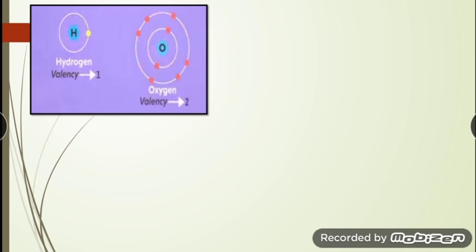Let me give you an example of the water molecule. Hydrogen has one electron in the outermost shell, and oxygen has 6 electrons in the outermost shell. Now in the water molecule, hydrogen and oxygen combine together to form a bond. Now we know that the valency of hydrogen is 1 and the valency of oxygen is 2. That means hydrogen wants 1 electron, whereas oxygen wants how many? 2 electrons to come to the stable state.